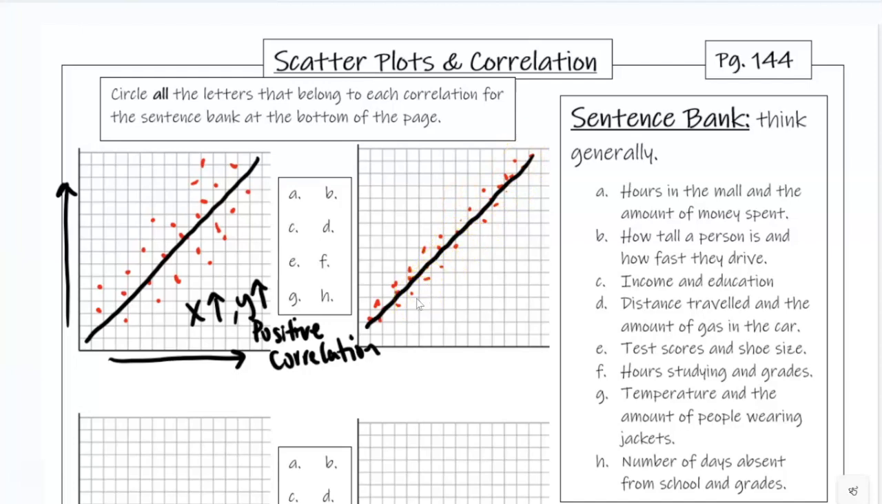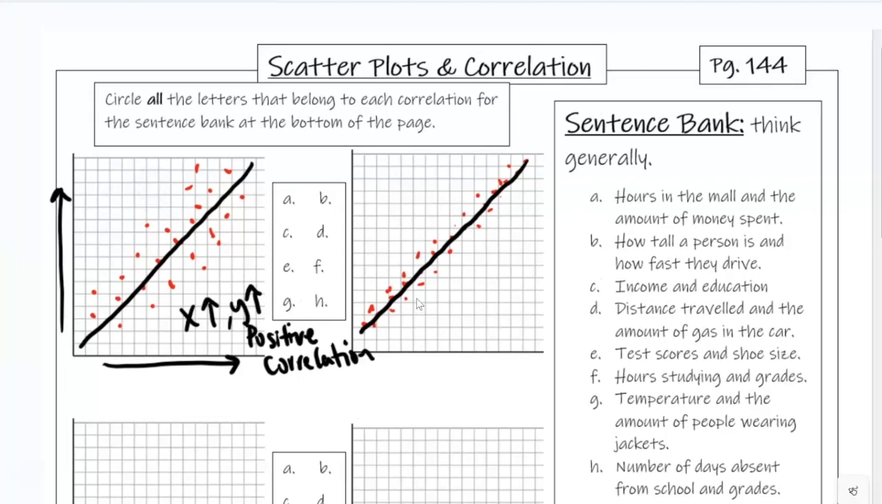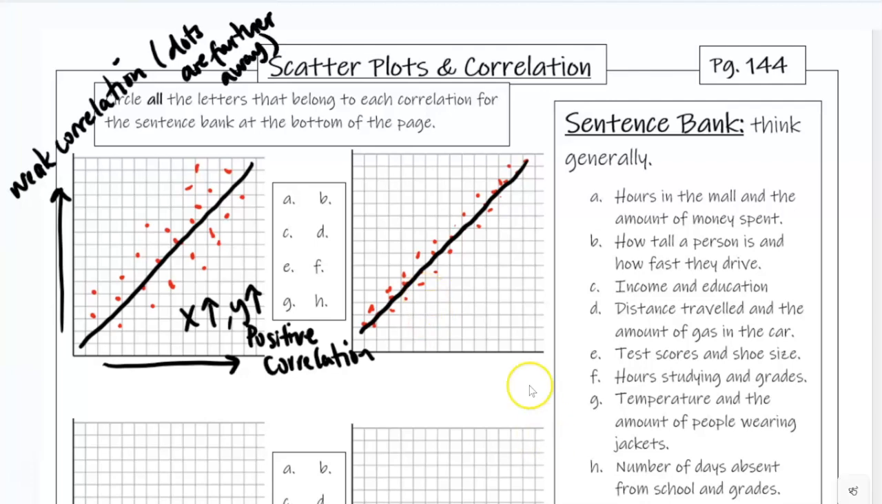Let's go ahead and write that out. This one is a weak correlation, and you say dots are further away. And then this one is a strong correlation, dots are close together. And I say dots, but you can say data points, anything like that.